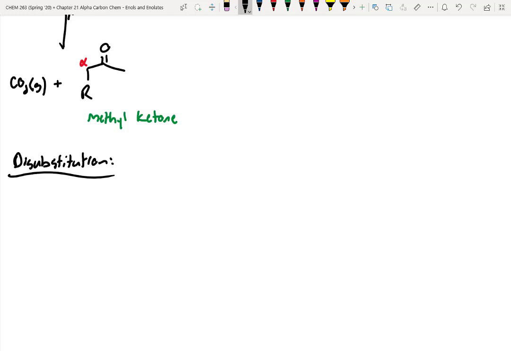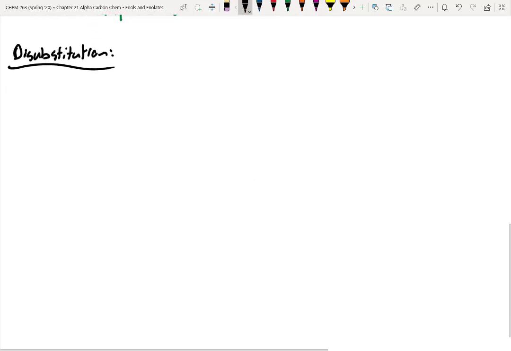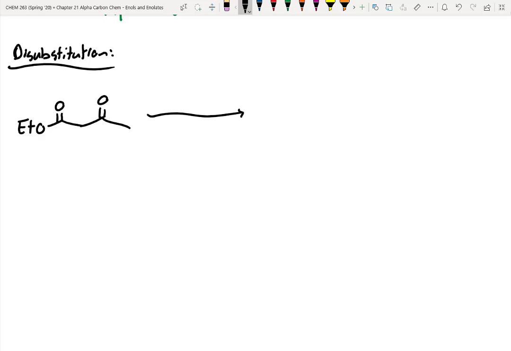And with dialkyl substitution, we again would start out with ethyl acetoacetate as our starting material. But what we do is we treat this first with our sodium ethoxide, and then we could treat this with our alkyl halide, and then we do this whole process over again with a different base. Oops, sorry, this should be step 3, not step 1.